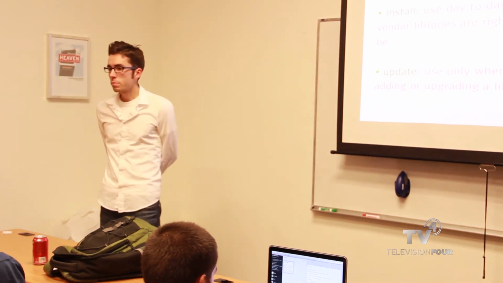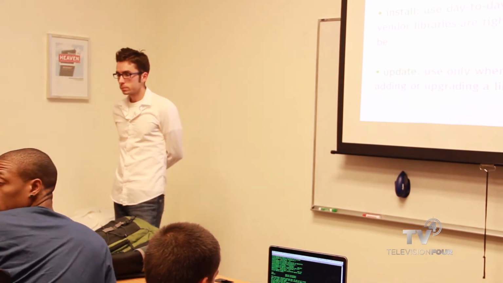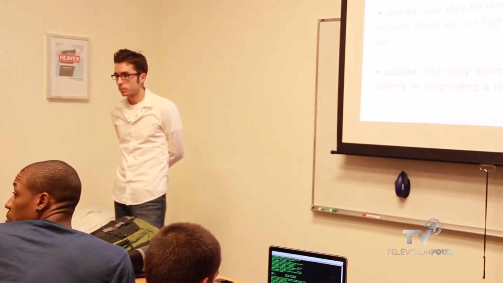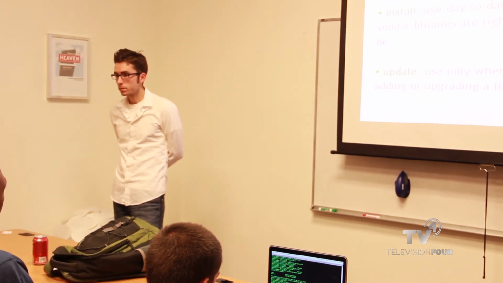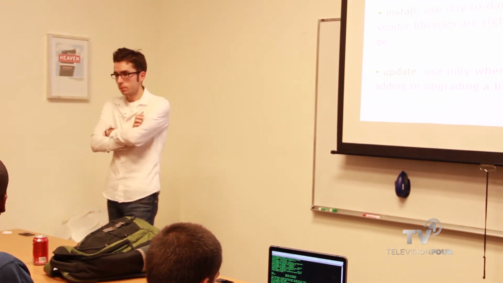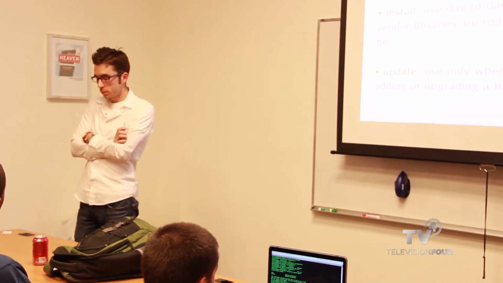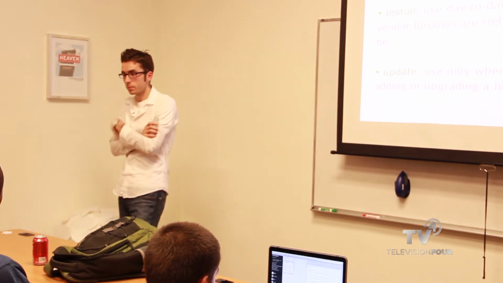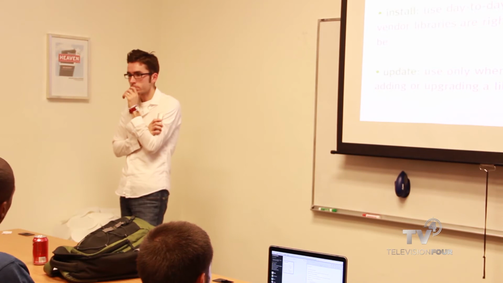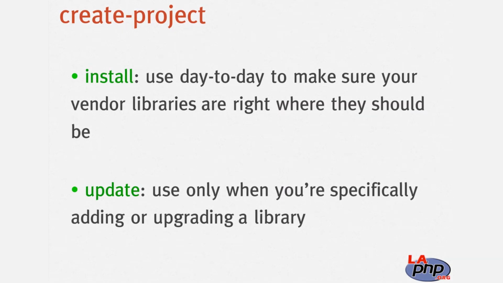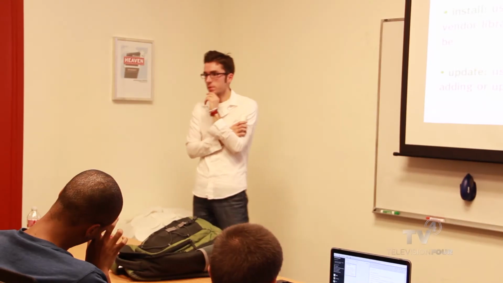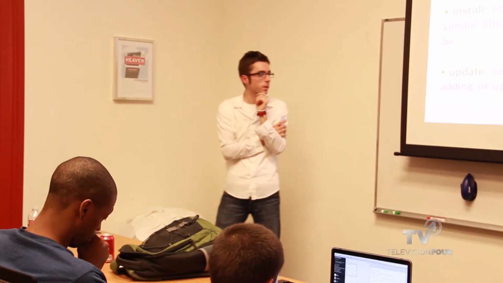Yep. So even if I'm not adding a new library to my composer.json file, unless I want to consciously update and pull down the newest versions, let's say I have a 1.2.* in my JSON file, the only time I should really do update is when I want to consciously pull down all the latest versions. Exactly right. But otherwise, the rest of my team should always use install. Exactly right. Yeah, always use install. You said it perfectly.